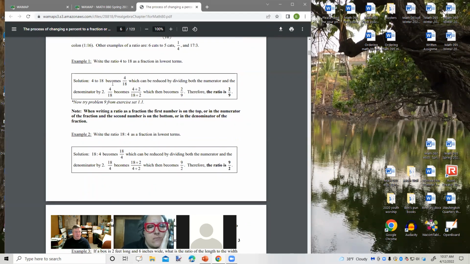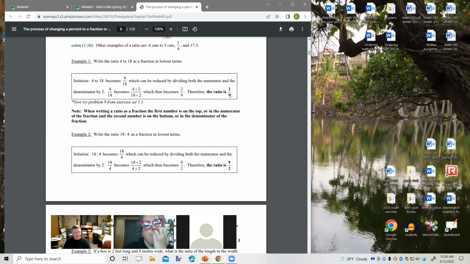So example 1 says, write the ratio 4 to 18 as a fraction in lowest terms. The number that comes first goes in the numerator, so before the word "to." The number that comes after the word "to" goes in the denominator. So solution: 4 to 18 becomes 4 over 18, which can be reduced by dividing both the numerator and the denominator by 2. So 4/18 becomes 2/9. Therefore, the ratio is 2/9.